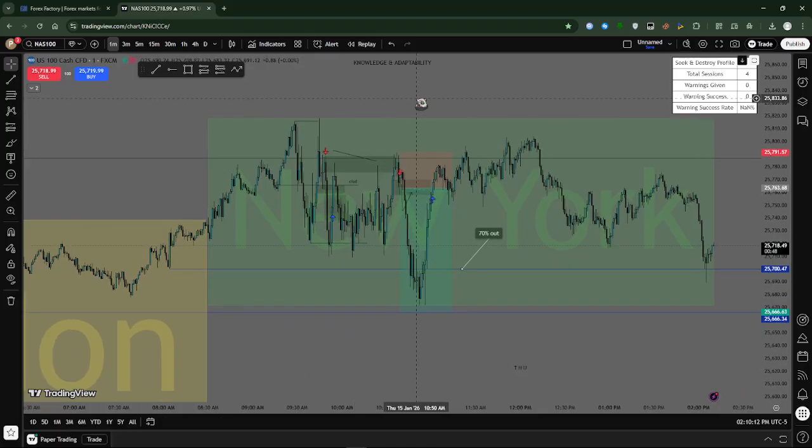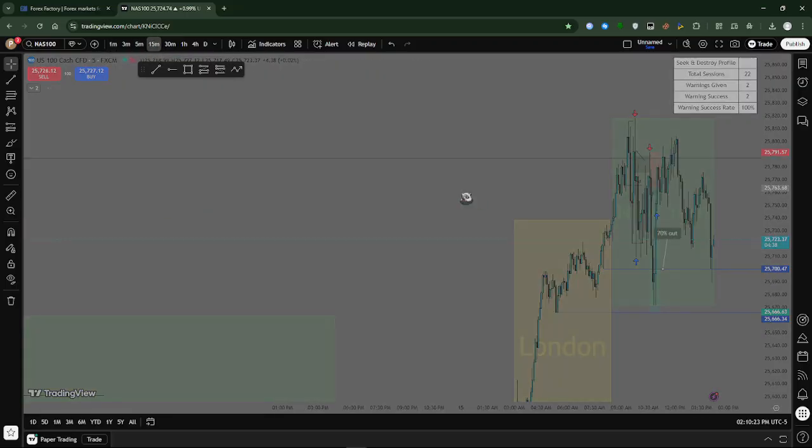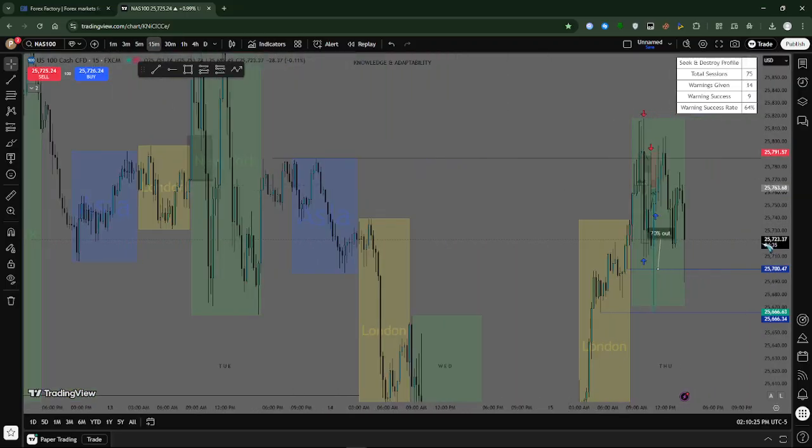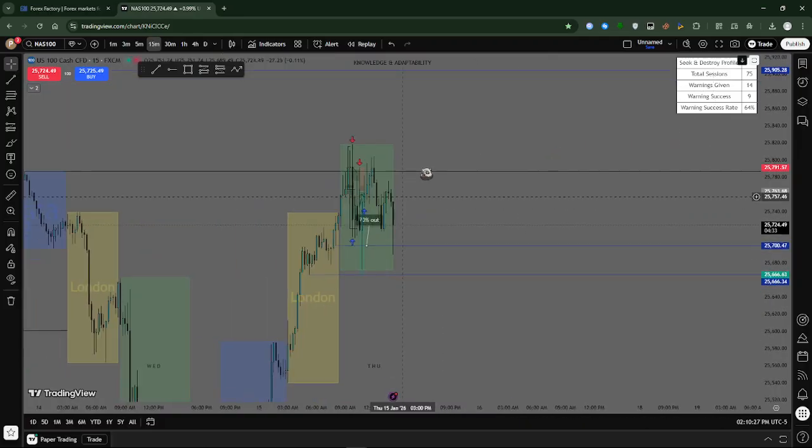Today we did two trades. So let's try to understand how everything went on this day. Starting the day, what we had here is... why is this lagging all of a sudden?